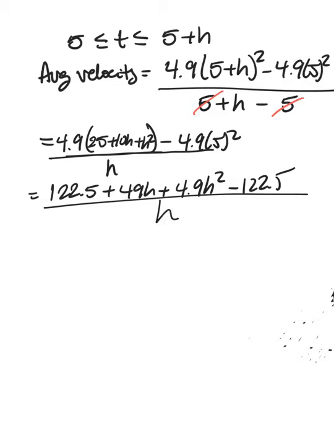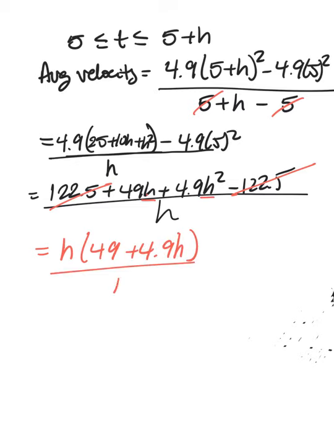all over h. All right, start canceling things out. What can I cancel out? The 122.5s can go. And I also noticed that everything has an h, so I can factor out an h. That leaves me with 49 plus 4.9h all over h. Now what happens to h over h? That can go. So I get 49 plus 4.9h.